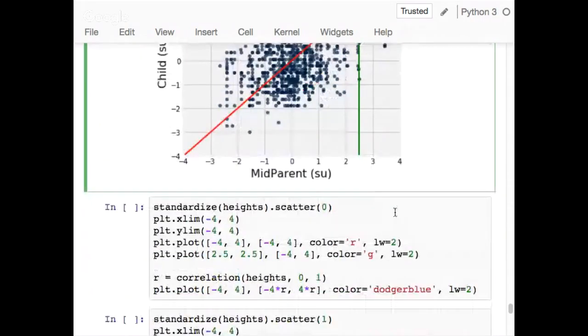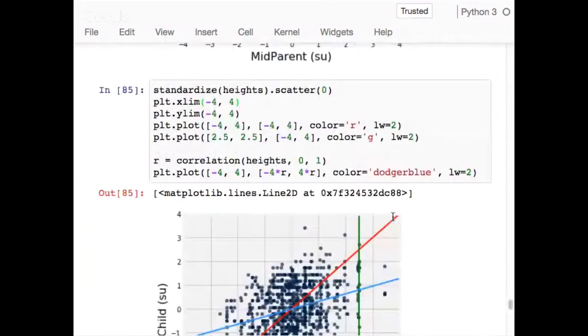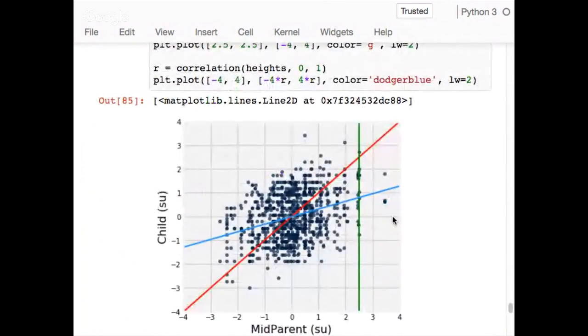But it turns out that if I draw the same plot and draw the line with the slope of the correlation, so I computed R and drew the line with slope R, this blue line here actually does go through the middle of these points.